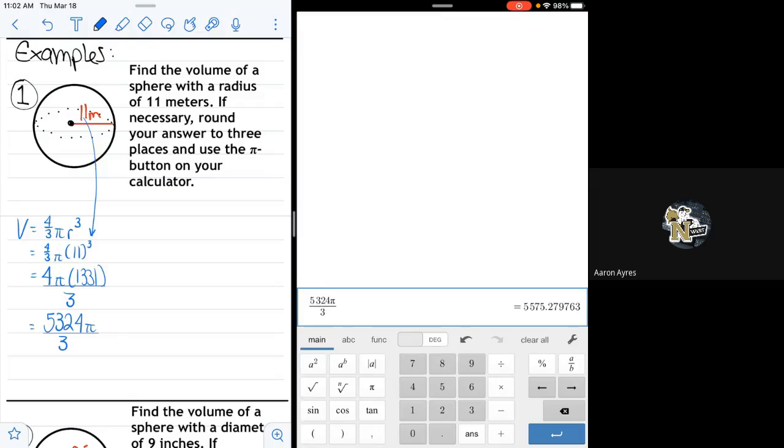So if you're going to do this on the calculator app, what you have to do is take 5,324, then hit times pi, hit equals, and then you divide by 3 and hit equals again, and you should get 5575.28. Are we good with that? Can we call that a finished problem? Excellent. Let's do it.